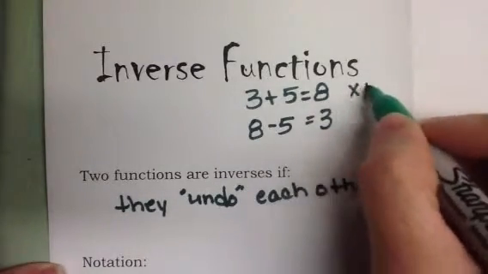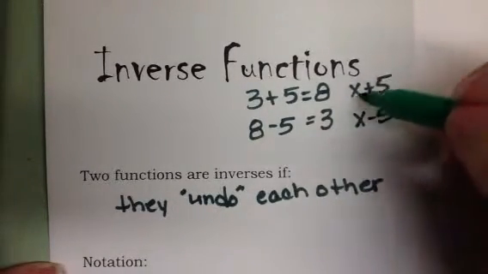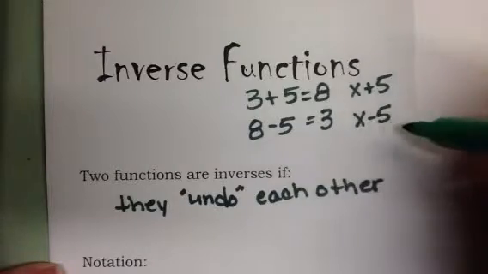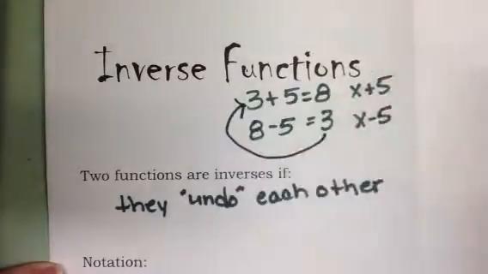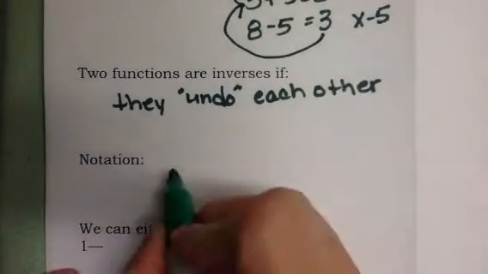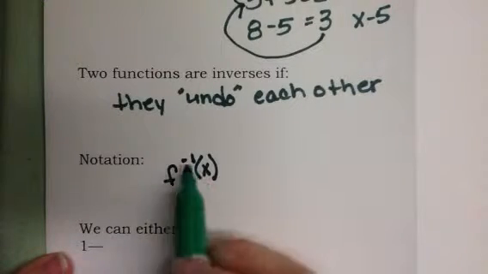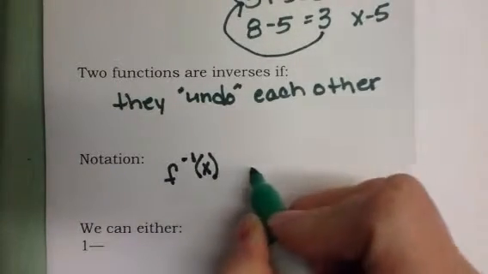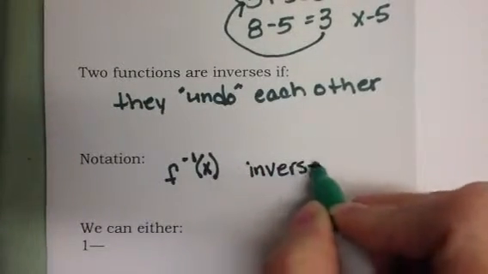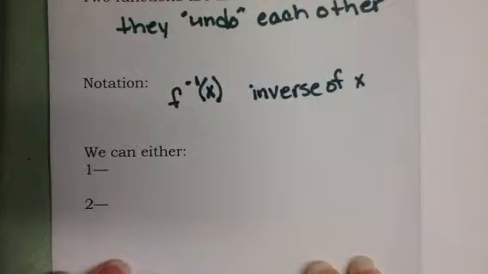So x plus 5 and x minus 5 are inverses of each other, because if we do one and then put our answer in and do the other one, we end up with what we started off with. So those are inverses of each other. The notation for an inverse is f to the negative 1 of x. That's our notation that means it's an inverse function.